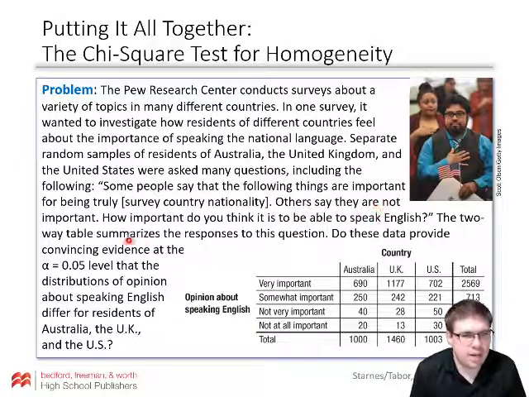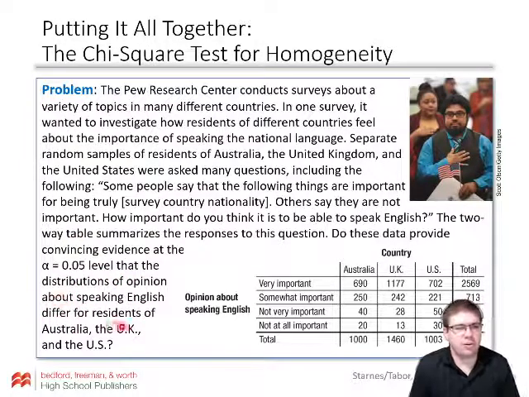Others say they are not important. How important do you think it is to be able to speak English? The two-way table summarizes the responses to this question. Do these data provide convincing evidence at the alpha level 0.05 that the distributions of opinion about speaking English differ for residents of Australia, the United Kingdom, and the United States?